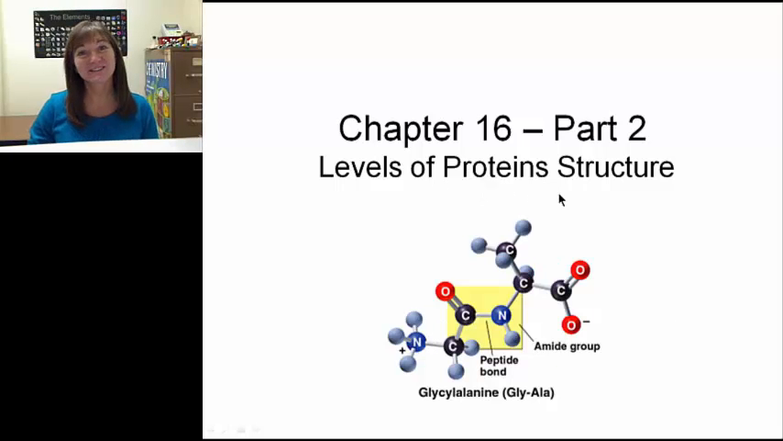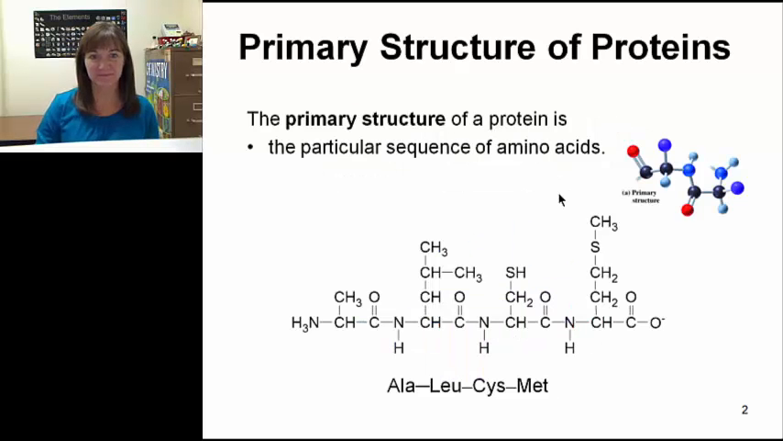Okay, the last lecture of the term. Finishing up chapter 16, the levels of protein. So I'm going to take you through primary, secondary, tertiary, and quaternary structures of a protein.